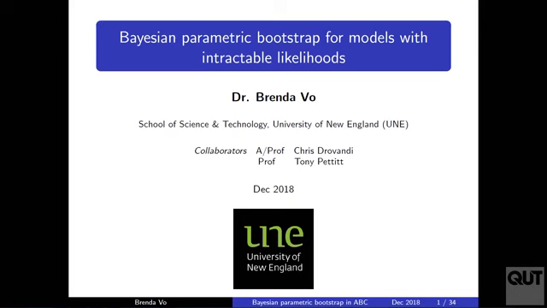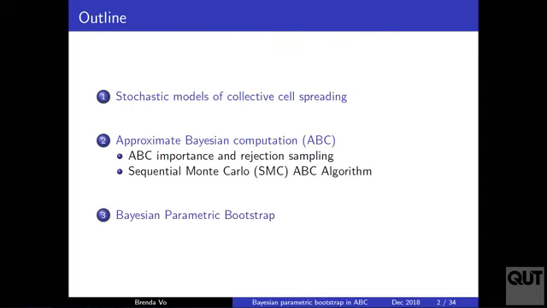Hi everyone. So I'm going to talk about how we can use Bayesian parametric bootstrap for a model with intractable likelihood. So ABC again. So the structure of the talk will be, firstly I will explain a little bit about the stochastic models of collective cell spreading, and particularly for the cancer cell.